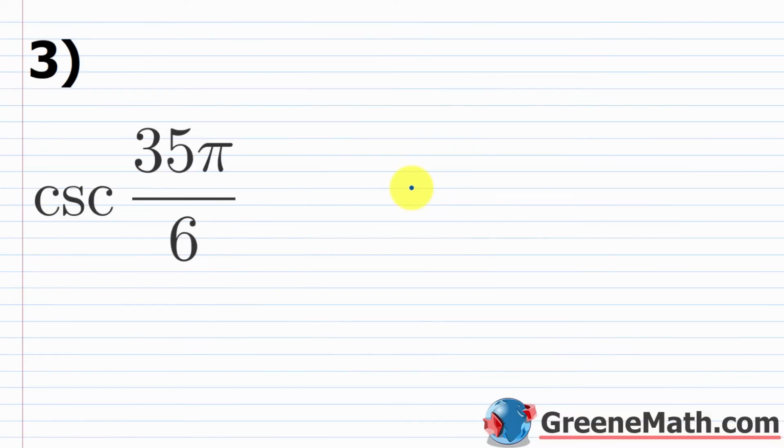All right, let's take a look at problem number 3 now. So here we have the cosecant of 35 pi over 6. So again, let's think about the coterminal angle between 0 and 2 pi. So we have 35 pi over 6. So subtracting away 2 pi is not going to be enough. But let's just first start by saying we're going to subtract that away. So let me multiply by 6 over 6. And so this is going to give me 12 pi over 6.